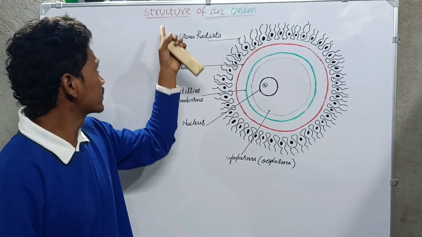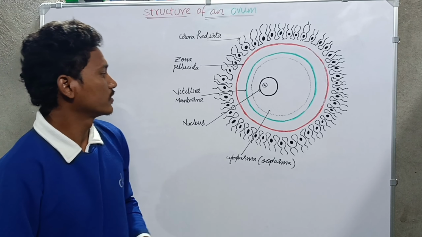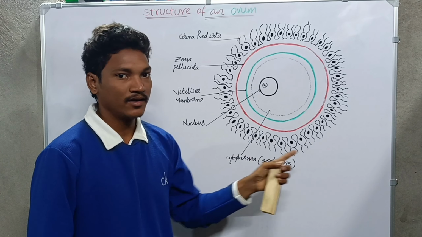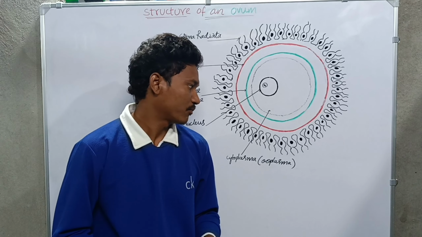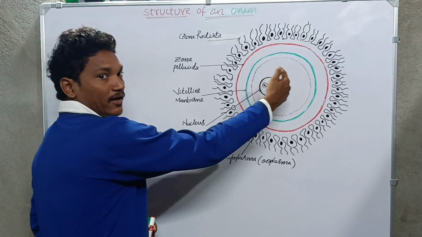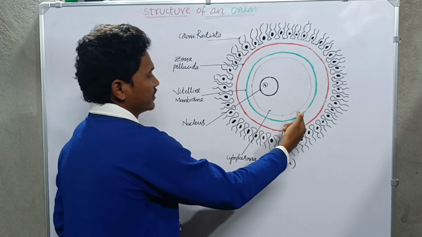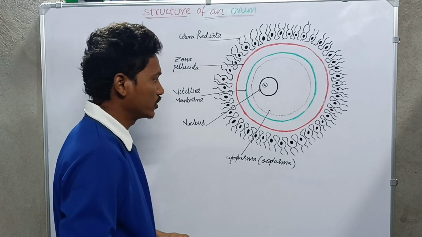Today we are going to discuss the structure of an ovum. This is the basic structure of ovum or egg cell. Ovum and egg cell. Okay. It is the unfertilized egg released from the mature Graafian follicle during ovulation.